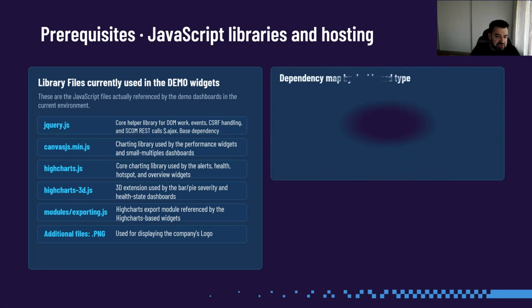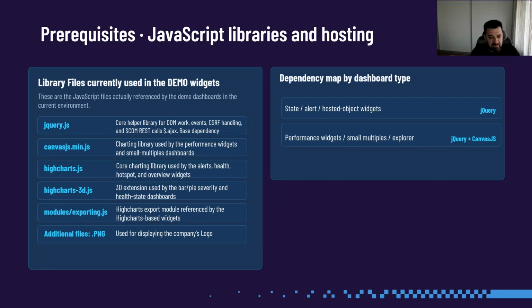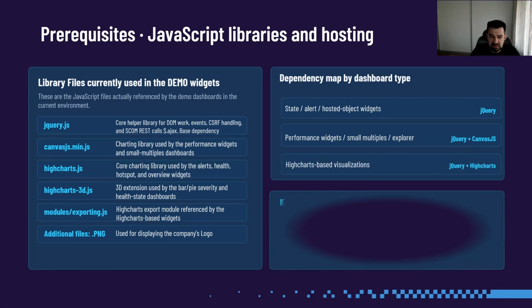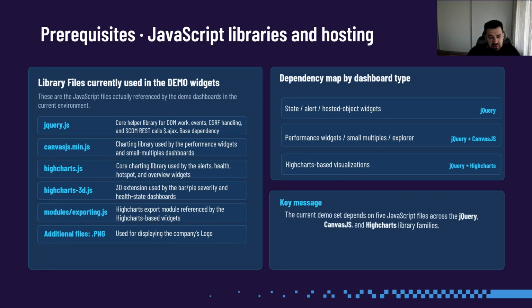The key message here is that the current demo set depends on 5 JavaScript files across the jQuery, Canvas.js, and HighCharts families. And actually, all of the libraries can very easily be found and downloaded on the internet. You just have to open a browser and do a search in Google, and they're free to download.